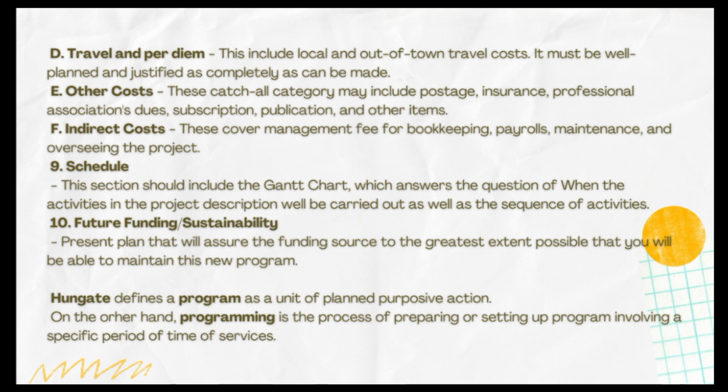Now let's proceed to number 9, which is the schedule. This section should include the Gantt chart, which answers the question of when the activities in the project description will be carried out, as well as the sequence of activities. The last on the list is future funding sustainability. Present a plan that will assure the funding source, to the greatest extent possible, that you will be able to maintain this new project.